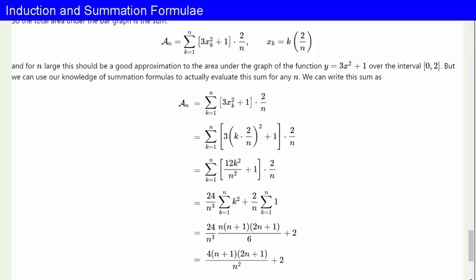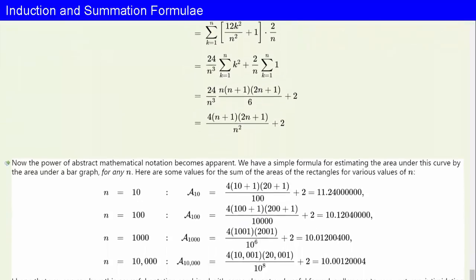And that turns out to be, when you put in k times 2 over n for x_k and clean it up, the summation from k equal 1 to n of (12k squared over n squared plus 1), all multiplied by 2 over n. Again, you can write that as two distinct sums. The sum involving k squared is 24 over n cubed times summation k squared from 1 to n. And then there's the sum of the numbers 1 from 1 to n multiplied by 2 over n. So you clean all of this up, and you get a simple formula: 4 times (n plus 1) times (2n plus 1) over n squared, plus 2.